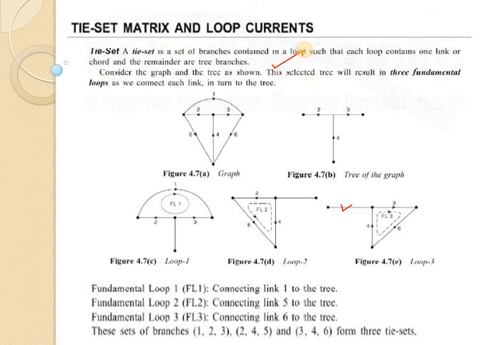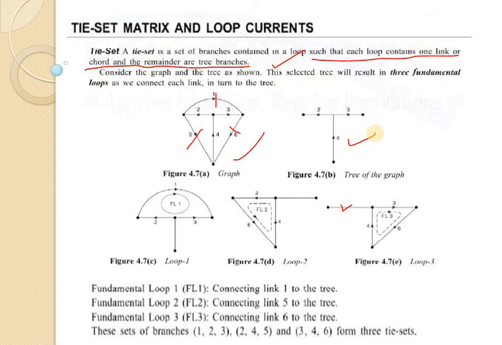A Tie-set is a set of branches contained in a loop such that each loop contains one link or chord and the remainder are tree branches. Consider a graph and the tree shown here. This is the graph and we have removed all the branches which form the loops. That means a graph without any loop is basically a tree. So this is a tree of this graph.